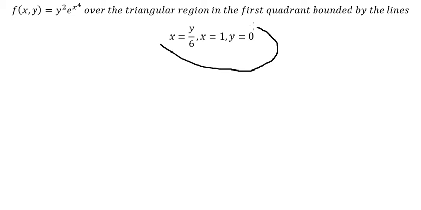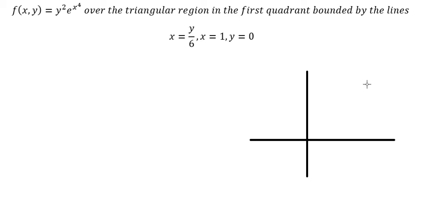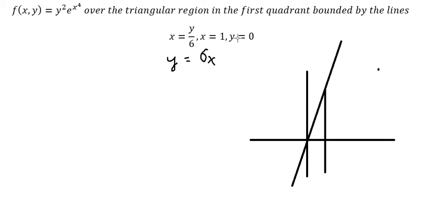First, we need to graph the function in here. s is equal to y over 6, so we got y is equal to 6s. The graph should be like this. Next, s is equal to number 1 in here, so the graph should be like this. y is equal to number 0, that's about this one.